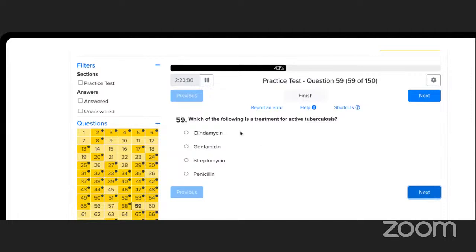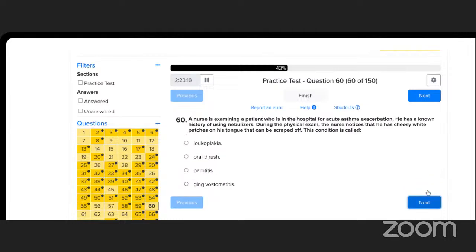Which of the following is a treatment for active TB? Is it clindamycin, gentamicin, streptomycin, or penicillin? Which of the following is a treatment for active TB? Okay, I'm gonna go ahead and pick C.